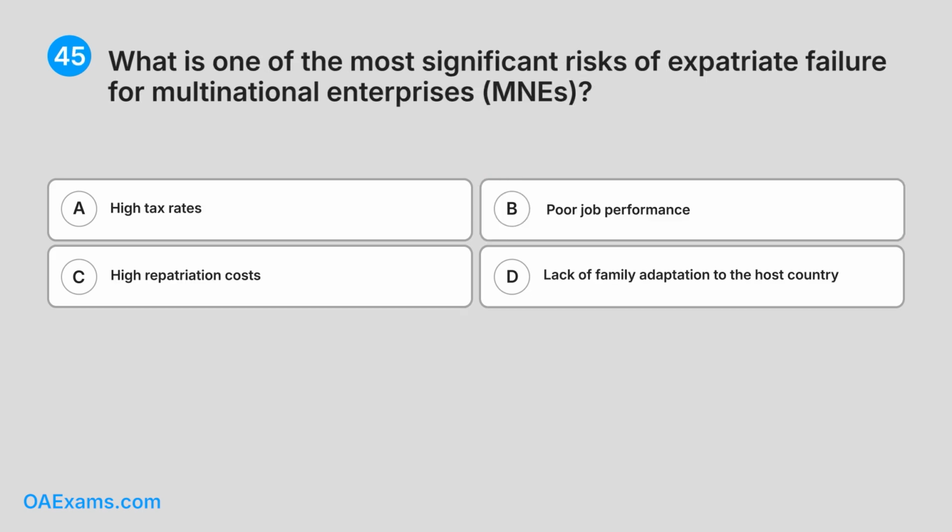45. What is one of the most significant risks of expatriate failure for multinational enterprises, MNEs? A. High tax rates. B. Poor job performance. C. High repatriation costs. D. Lack of family adaptation to the host country. Can you guess the answer?